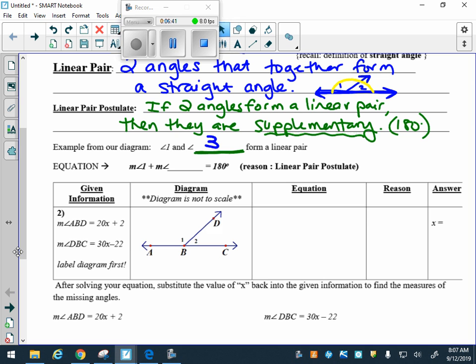Okay, so an equation we could write then is the measure of angle 1 plus the measure of angle 3 equals 180. If you remember in your homework, or in our notes the other day, we justified using a reason. If we write an equation using this linear pair concept, our reason would be the linear pair postulate.